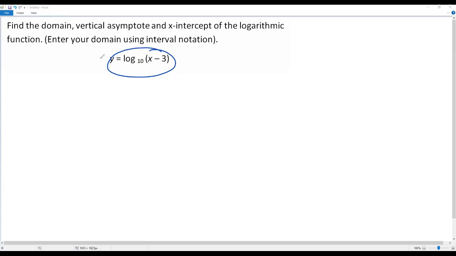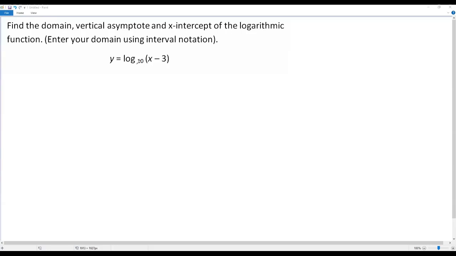Okay, now let's find the domain of this logarithmic function. For any function, a domain is nothing but the values of x for which y is defined. So the same thing we have to do in this function also. That is, we have to find the values of x for which this y is defined. For that, I need to consider the argument of the logarithm. What is the argument of the logarithm?